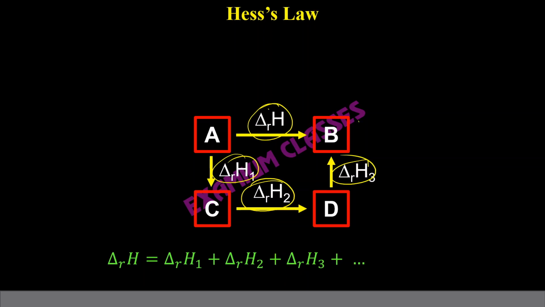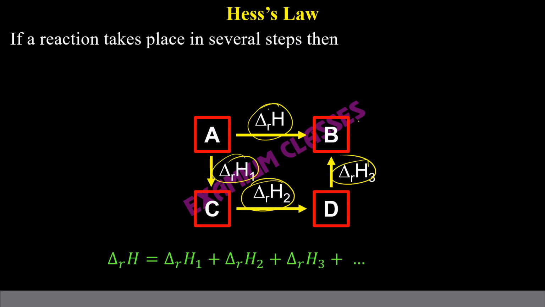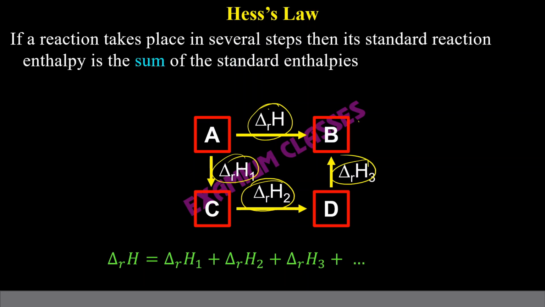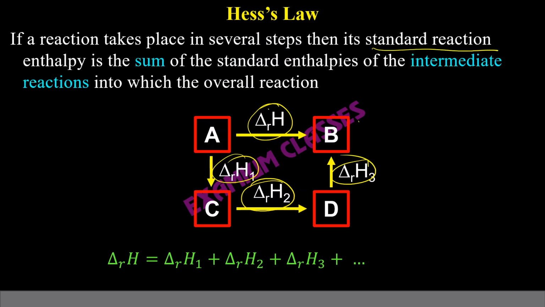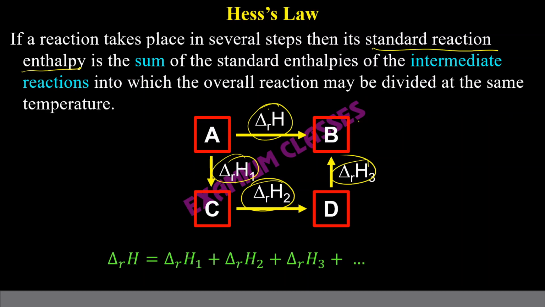So how can we define it? We can say if a reaction takes place in several steps, then its standard reaction enthalpy is the sum of the standard enthalpies of the intermediate reactions into which the overall reaction may be divided, at the same temperature. Conditions are not changed, temperature is the same, because otherwise delta RH will be different. Having said so, students are sometimes confused, so you need to be very cautious here.